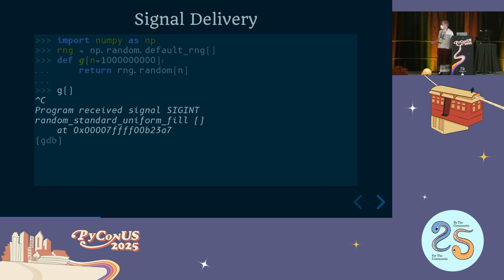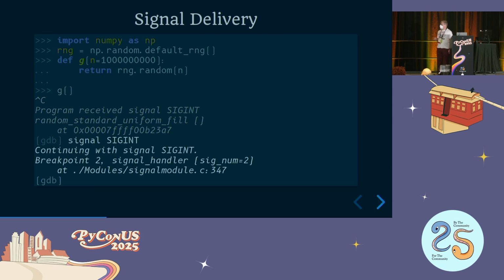Now, this is the function on top of the C-level call stack, random standard uniform fill. That sounds like part of NumPy's code for generating a bunch of random numbers all at once, right? So that makes sense. That's the slow thing most likely to be interrupted. Let's let the signal go through to CPython now with the signal command to GDB.